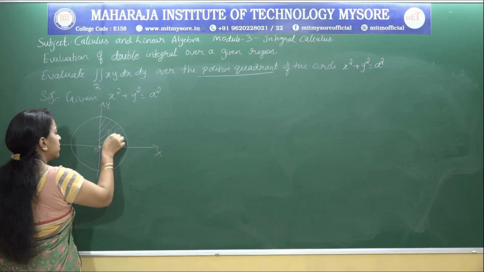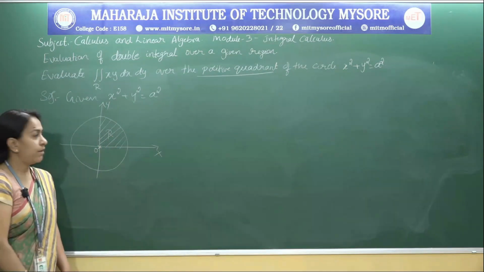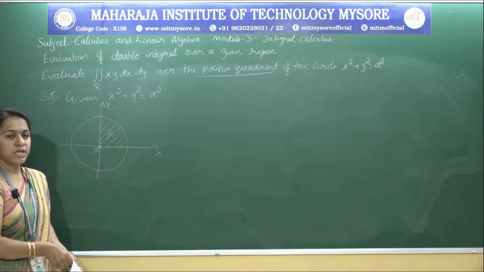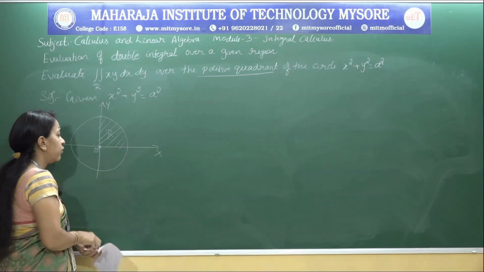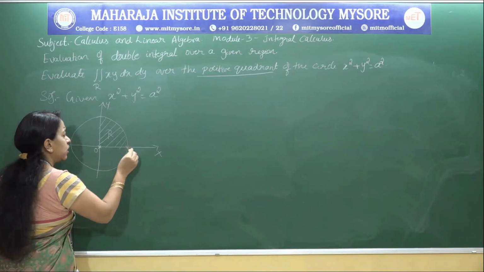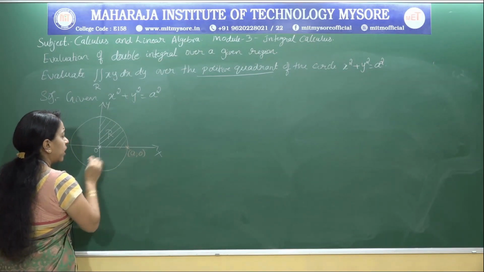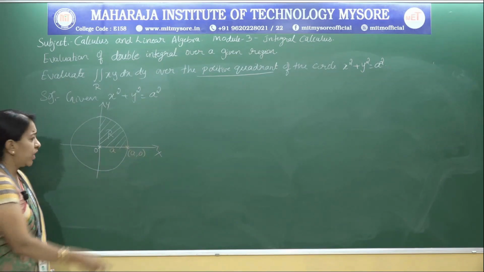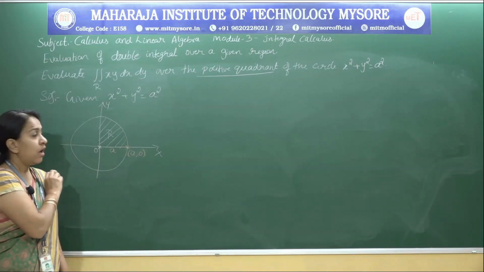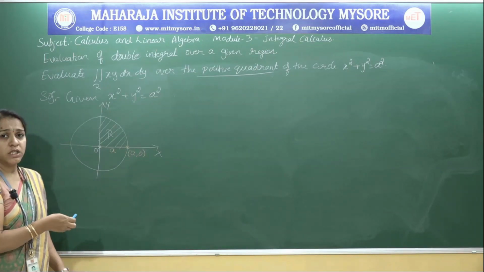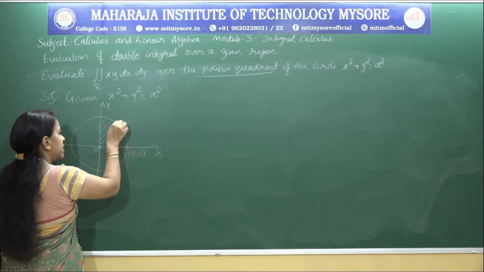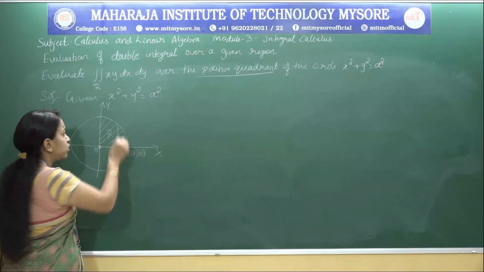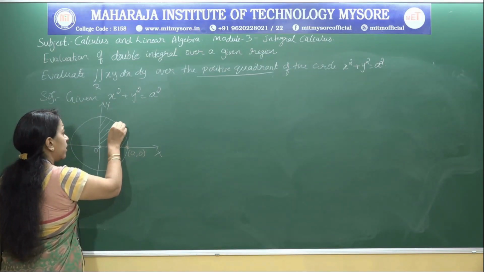We have to consider only the positive quadrant of the given circle. So in this we have to get the limit of x and the limit of y. This is our point (0, a, 0), because the radius of the circle is a. Therefore x varies from 0 to a, and y should be considered in a bounded region, along a line parallel to the y axis in the bounded region. So this is our y limit.